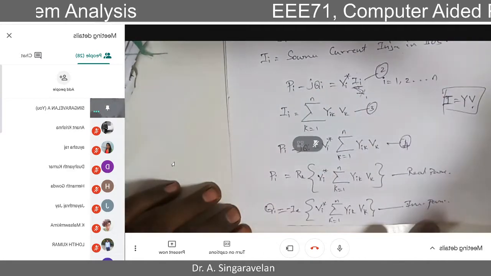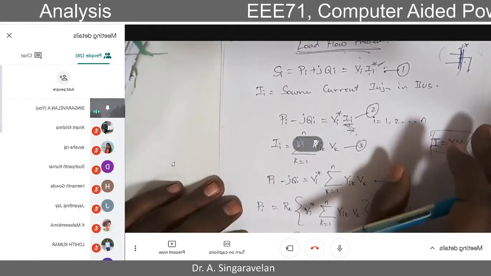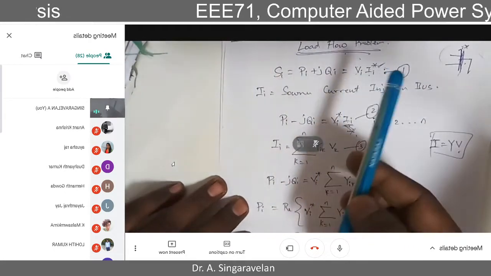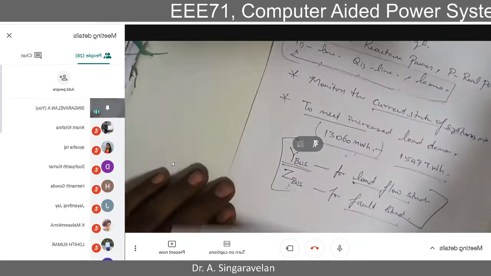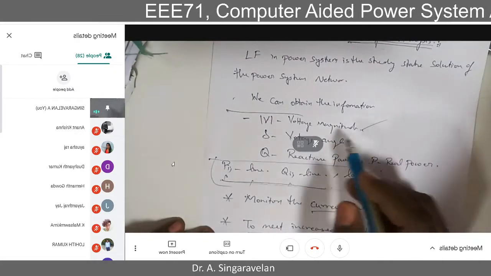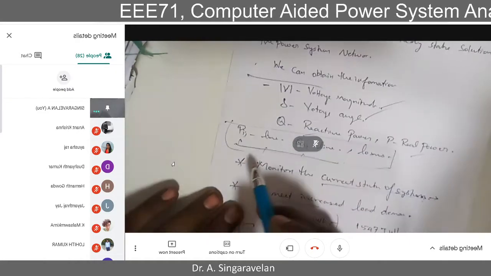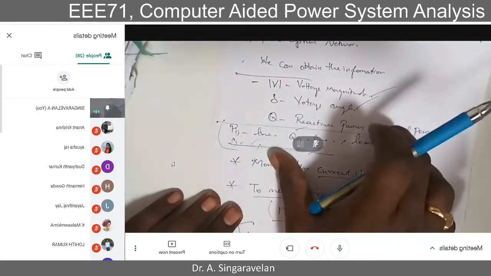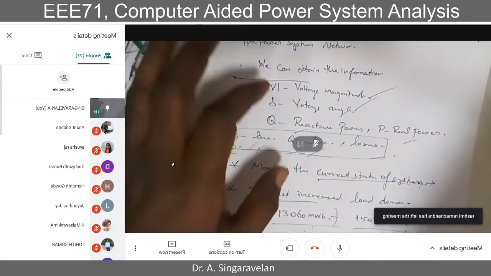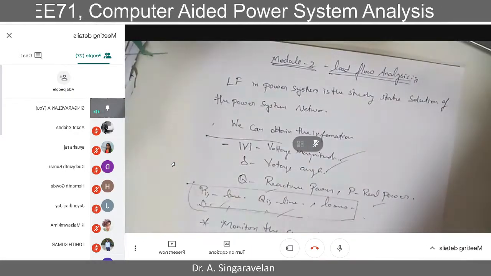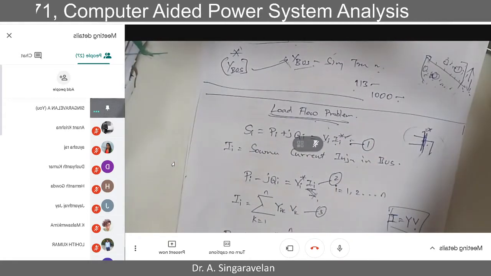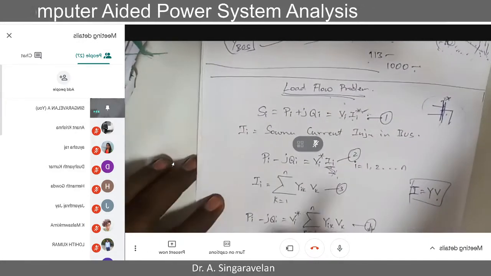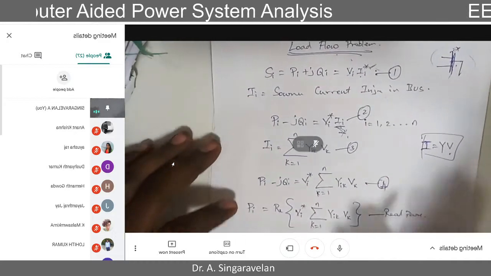Why are we doing these things? I need a problem statement to solve the load flow problem. That problem statement should give me all the information required: voltage magnitude, angle, reactive power and real power, and then line real power, line reactive power and losses. These are all the information I want to get. To get this type of information by performing the load analysis, I need some statement which I want to compute, right? So I am trying to get a statement for real and reactive power to solve the load flow problem.